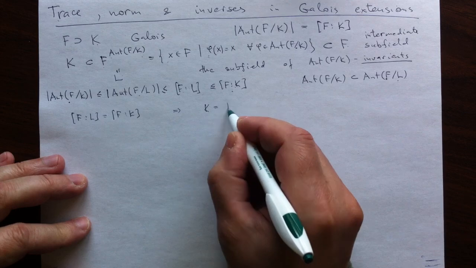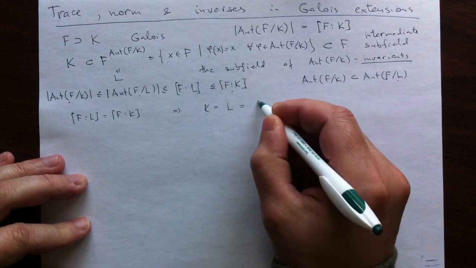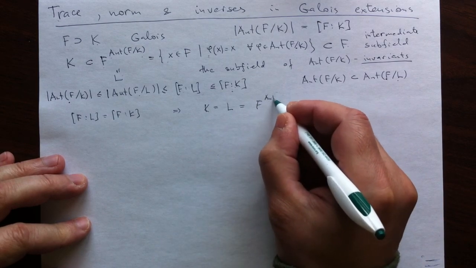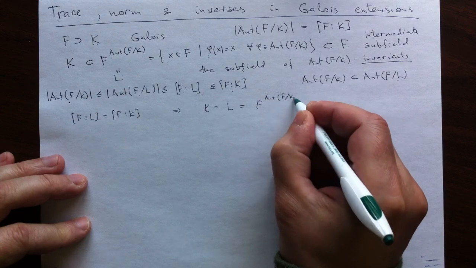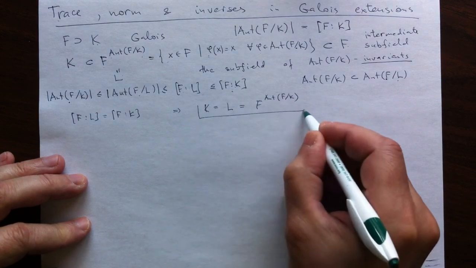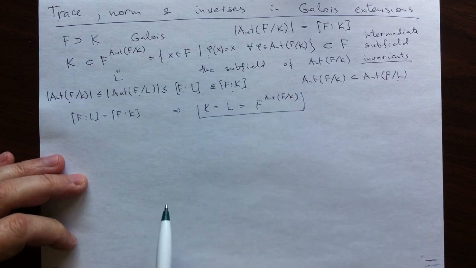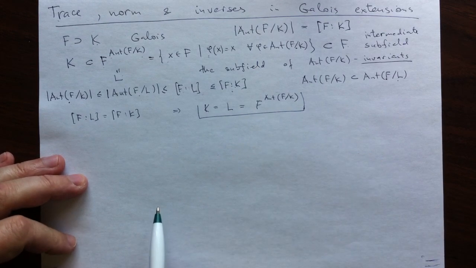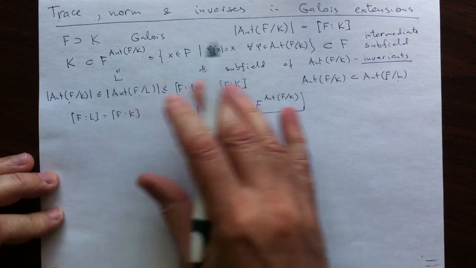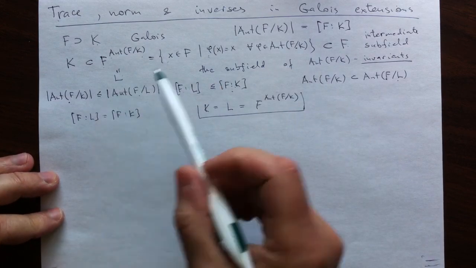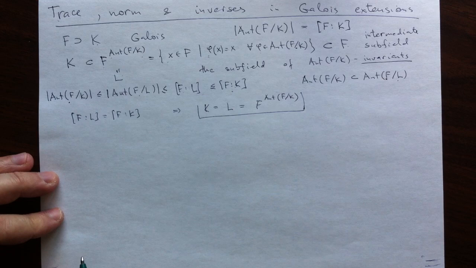that K is equal to L, and that is equal to this subfield of invariance. L is just a name for it. So we proved that the subfield of invariance is nothing but the scalars, nothing else is fixed. If you think about it, it's kind of an expected result, but we have this argument which works under the condition that the extension is Galois, so this condition is important.